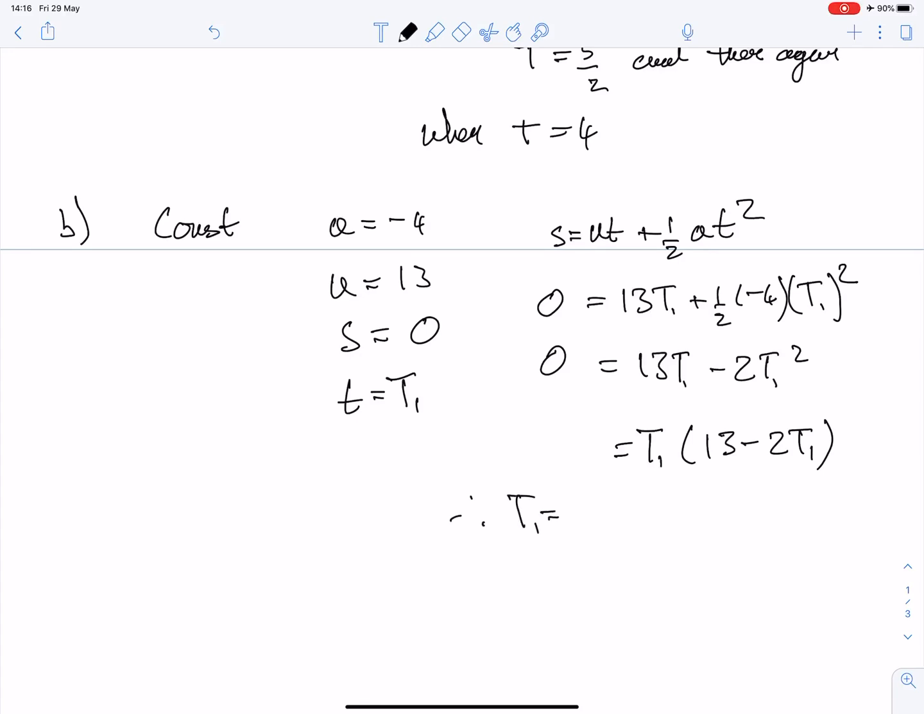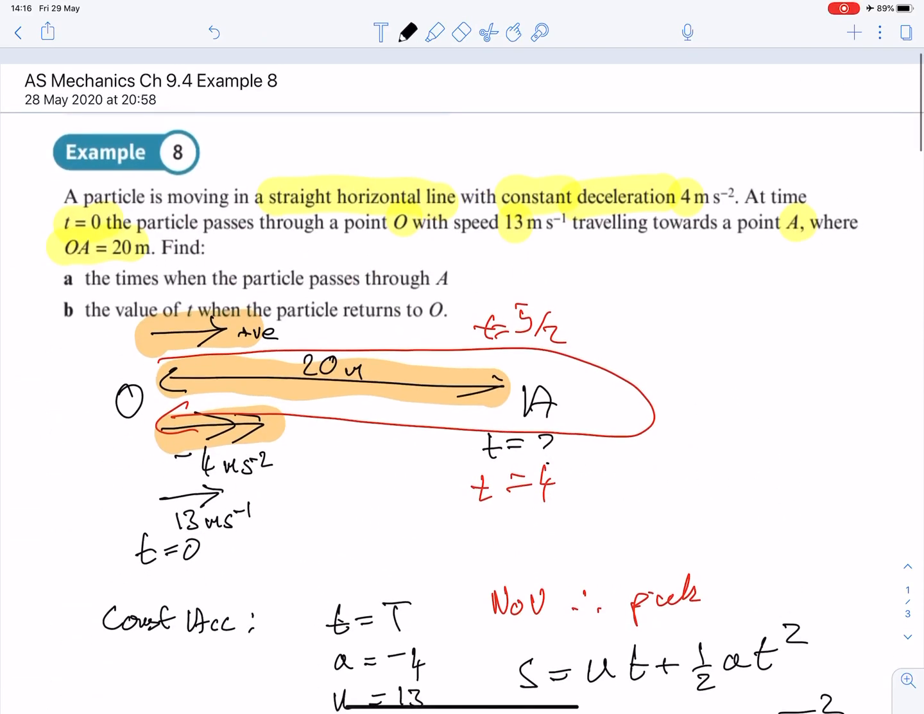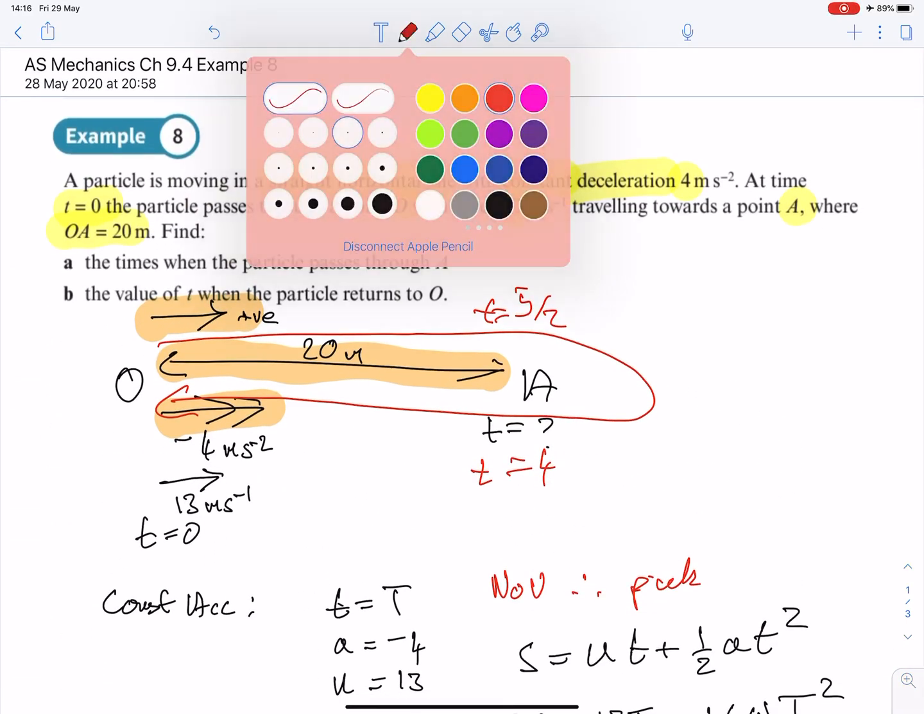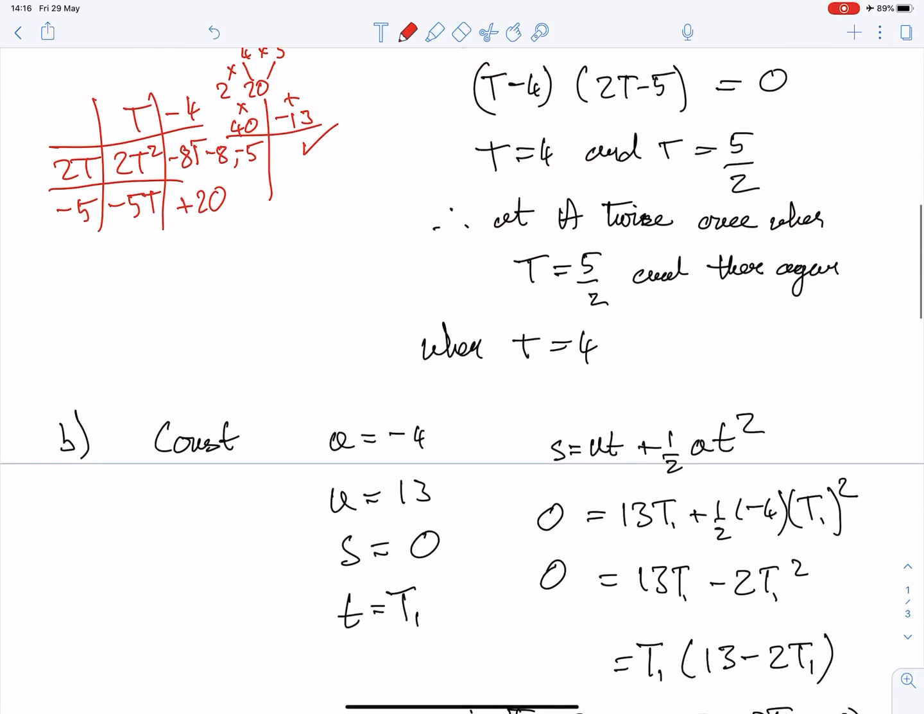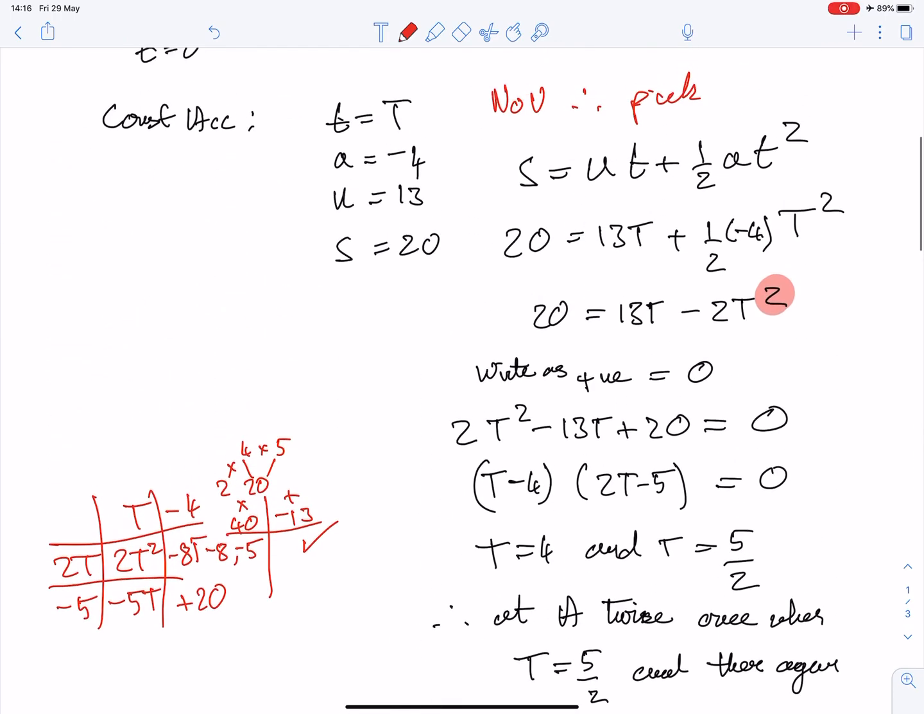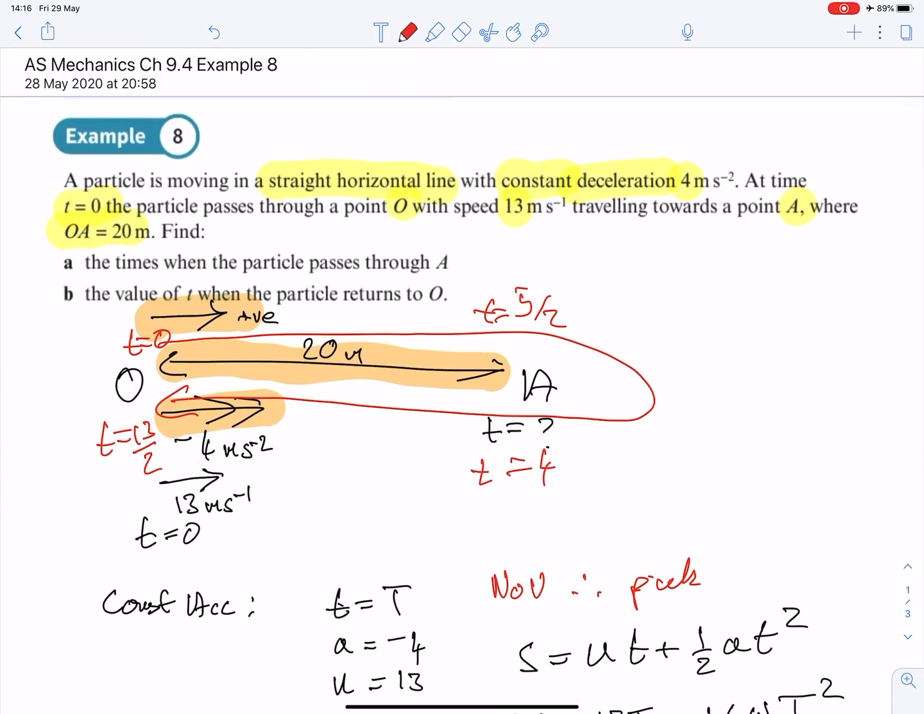Therefore, t1 equals 0. Well, that's reassuring because that's where it was at the start. So at t1 equals 0, it was at the origin. Or 13 minus 2t1 equals 0. So t1 equals 13 over 2 seconds. And that's when it comes back to the beginning. So if we look back at the diagram, t would have been equal to 0 there. And t is equal to 13 over 2 when it gets back to the 0 there. Hope that's clear. And we're going to do example 9 next.